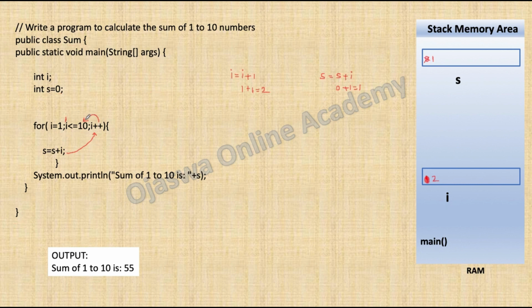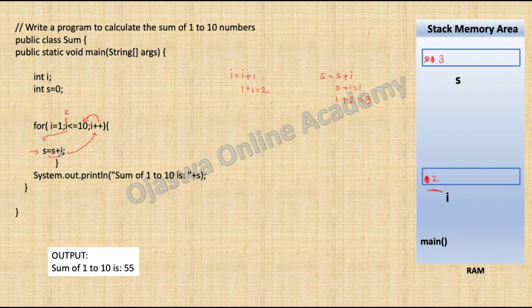So from the increment statement, control of program goes to the condition. Now the updated value of i is 2. Hence the condition is checked whether 2 is less than or equal to 10. 2 is less than or equal to 10, condition is true. Control of the program comes inside the loop and the statement inside executes. Now the updated value of s is 1. Hence 1 plus value of i, that is 2, equal to 3. So inside the memory, this 1 will be replaced with 3. And now the updated value of s is 3.